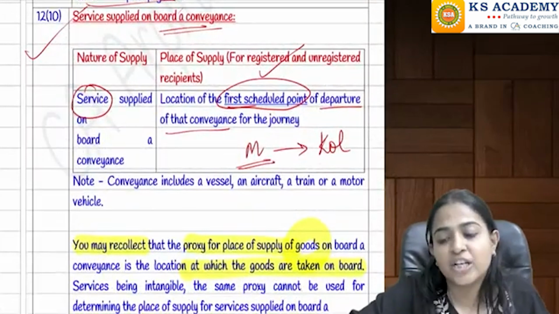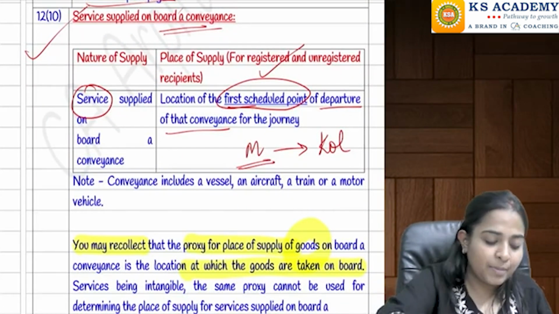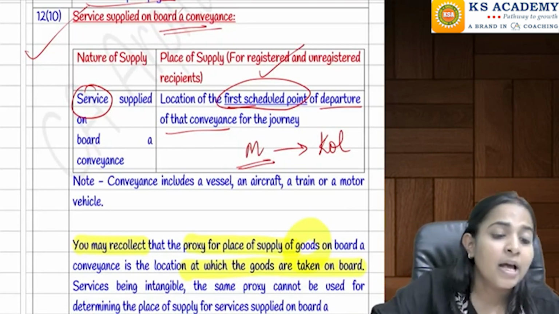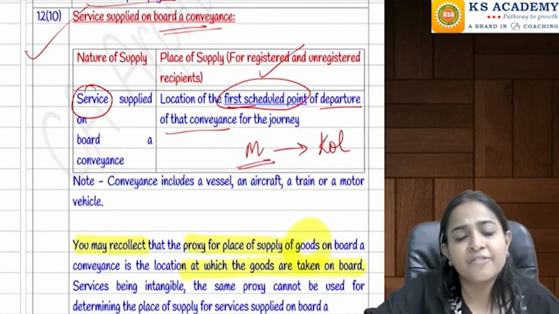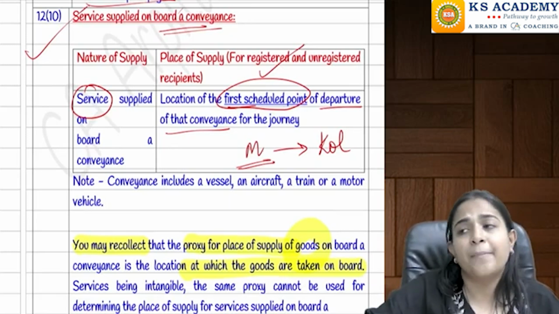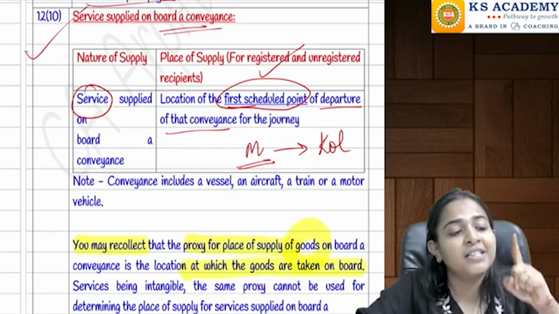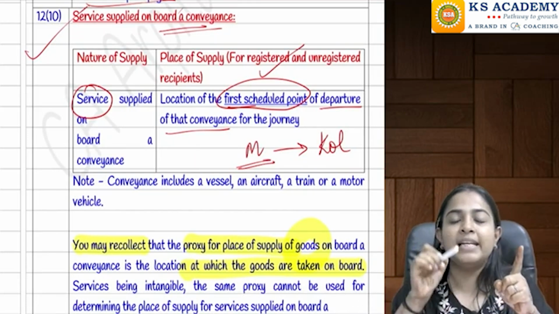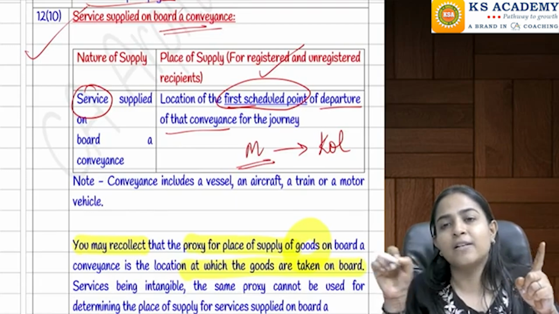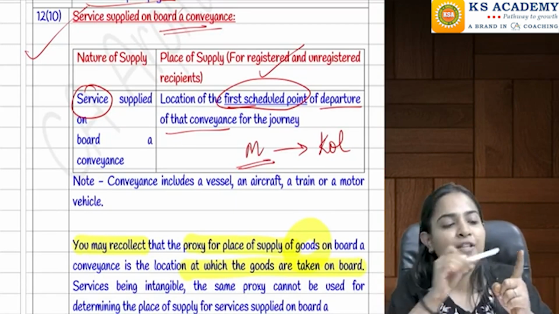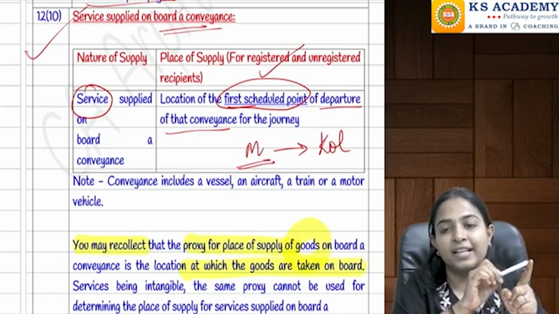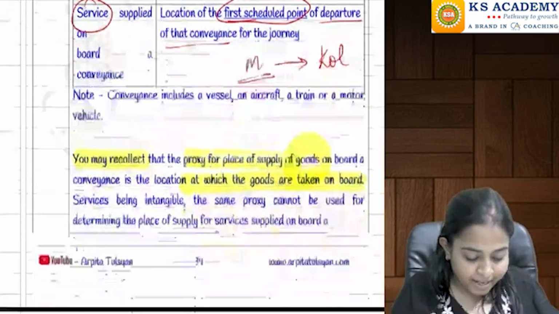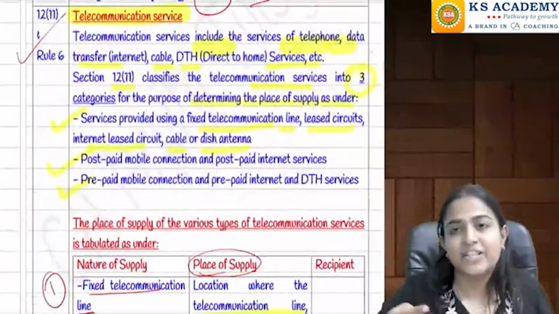Then after that, section 12 subsection 10, section 12 subsection 12, simple services supplied on board, just like we had done for goods supplied on board. For services supplied on board, the place of supply is going to be the location of the first scheduled point of departure. Let's say the journey is going to be from Mumbai to Delhi to Dubai, and I have availed those services in the last leg. Still the place of supply will be the first scheduled point, that is the place from where that particular conveyance started. That is Mumbai.